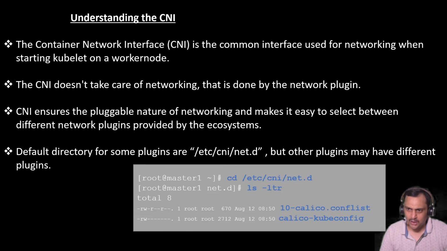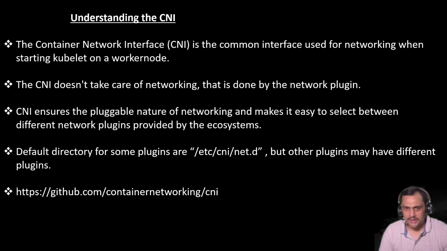The calico-kubeconfig file takes care of authorization of the Calico plugin, while 10-calico.conflist is the actual configuration file that the Calico plugin is using. In short, for understanding purposes, we can say that these are the network plugins. Different network plugins are available in the market. You can choose whatever is required. For me, I'm using Calico. This is the official documentation of the CNI plugin. If you want, you can explore it at github.com/containernetworking/cni. Let's proceed further.